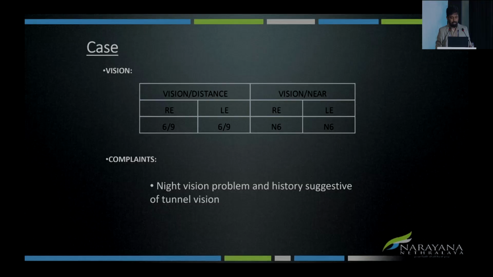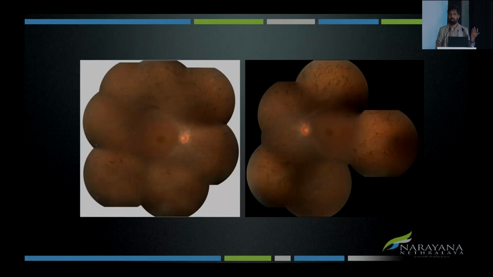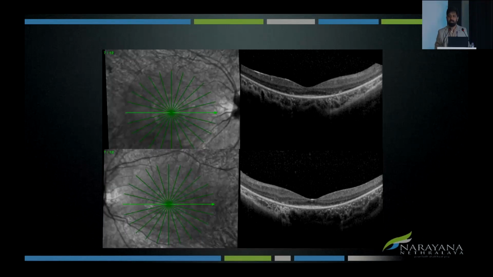So this case is a 26-year-old male who presented with night vision problem. The distance vision was decent enough, 6/9 and 6/6. The fundus photo is very classic, okay? It's a case of retinitis pigmentosa. When you do an OCT in retinitis pigmentosa, this is what you get. If you look at the outer retina, the ellipsoid zone is present only in the foveal region, it's not present in the parafoveal region. That's the reason they have tunnel vision.